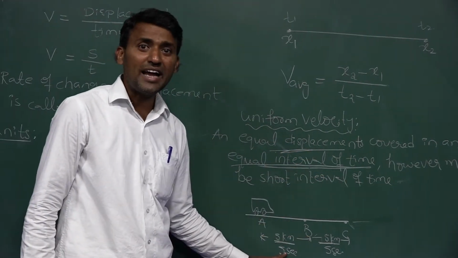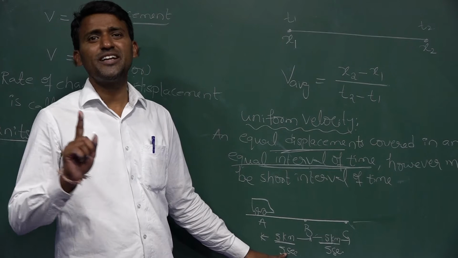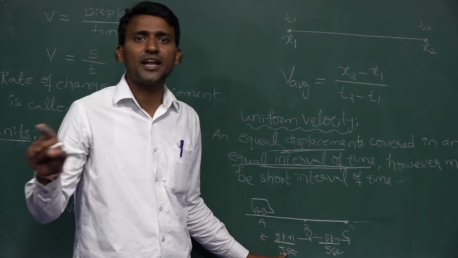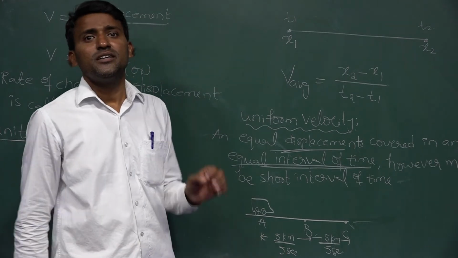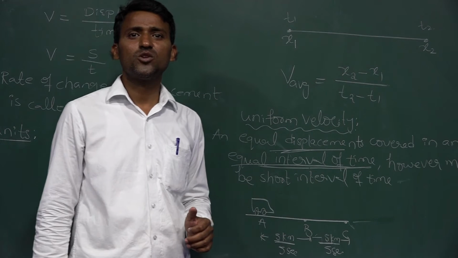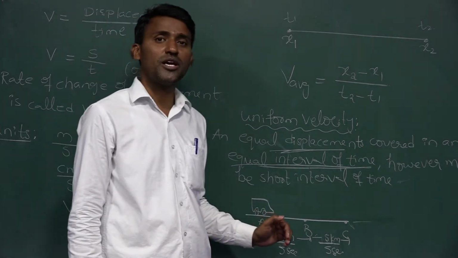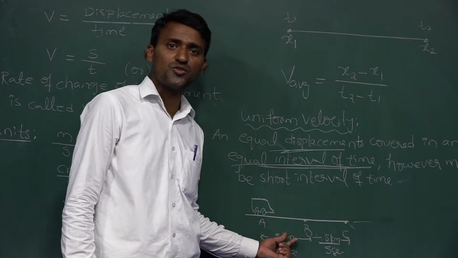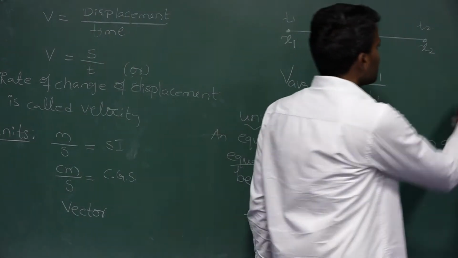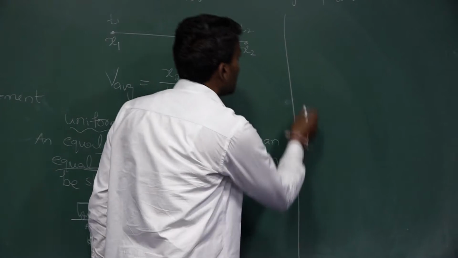I took the same example for uniform speed also. But in this situation I am telling you, along a straight line, distance is equal to displacement. Along the straight line, distance is equal to displacement. So that's why I took this example for uniform speed and uniform velocity. Next, we are writing non-uniform velocity.